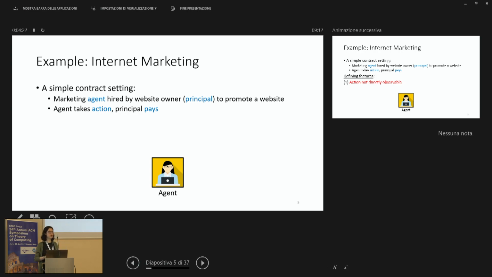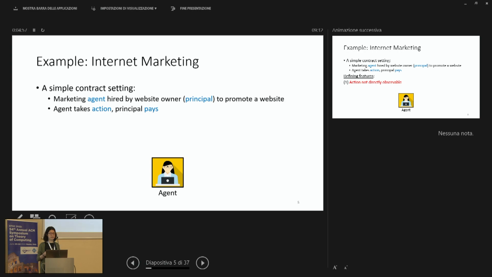Here's a very simple contractual setting. During the workshop, we'll make it more and more general, but just the basic setting: two players, a marketing agent in this example who's hired by a principal, the website owner, and the task is to promote the website. Get more traffic to the website, maybe increase the website's ranking in the search engines. The agent will have to take action in order to get traffic to the website. And the principal will enjoy this, and the principal will pay the agent.